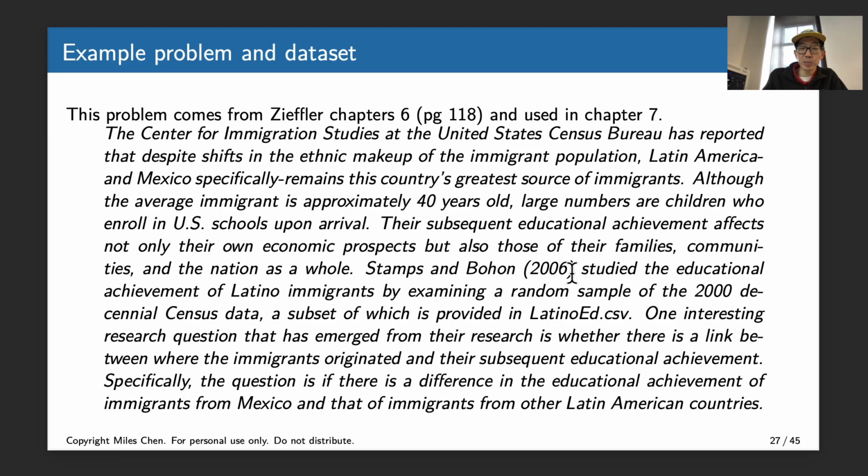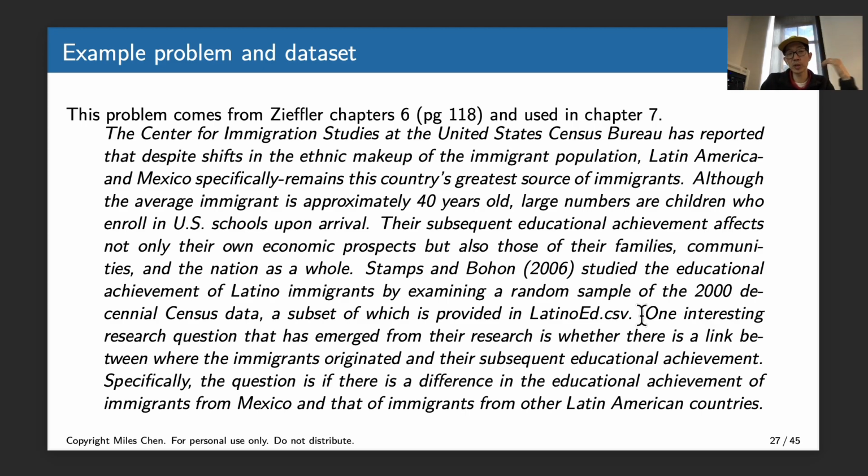These researchers, Stamps and Bowen, studied the educational achievement of Latino immigrants by examining a random sample from the 2000 census data, okay, and it's in this CSV file. This is coming from the 2000 census, and they're looking at the educational achievement of these adults, which means these adults arrived even earlier, probably back in the 80s, possibly the 90s, or earlier in the 70s or something like that. So this is old data here, okay?